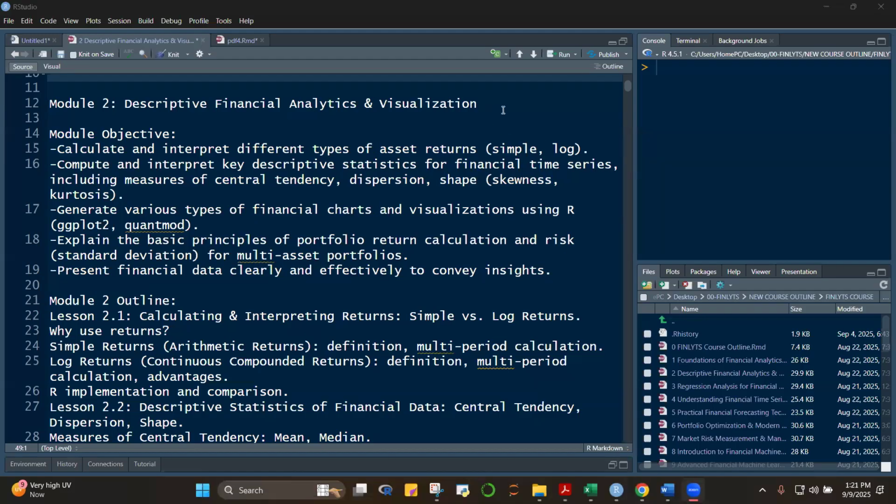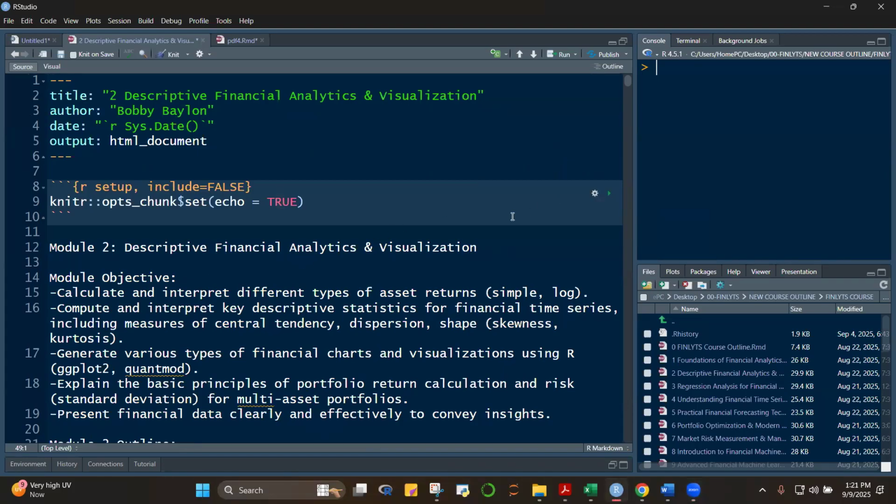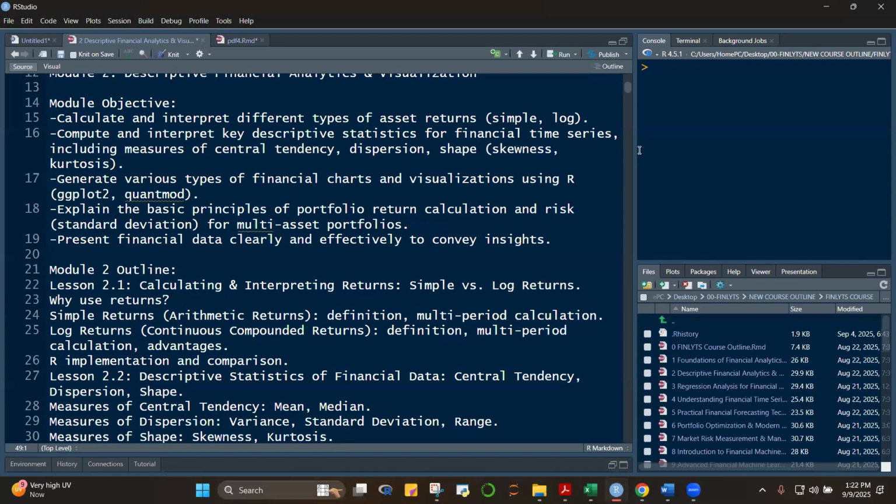Good afternoon, everyone. Today we're going to start our discussion on descriptive financial analytics and visualization. We're going to study the importance of asset returns.